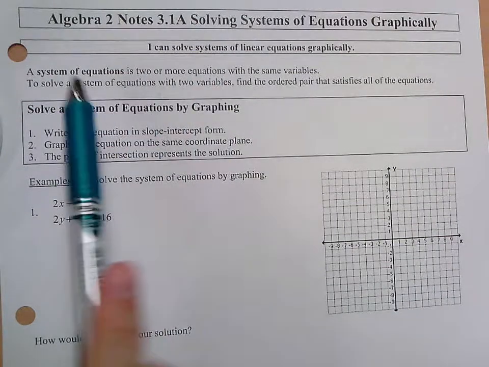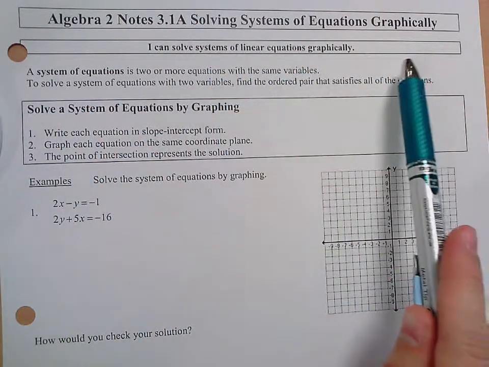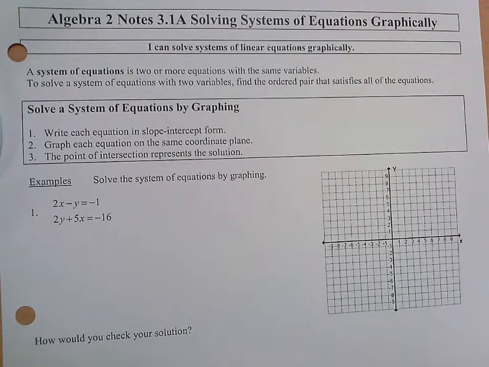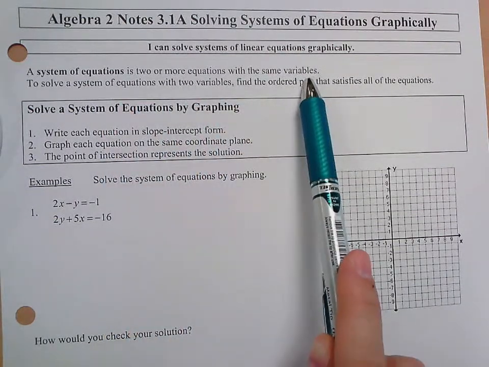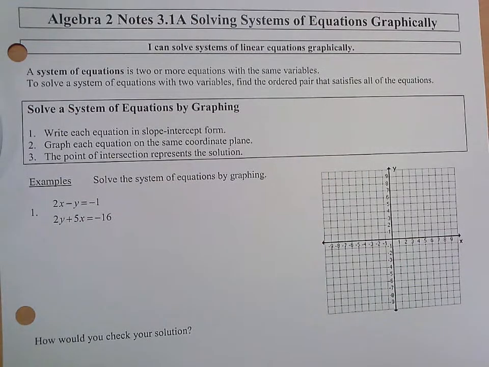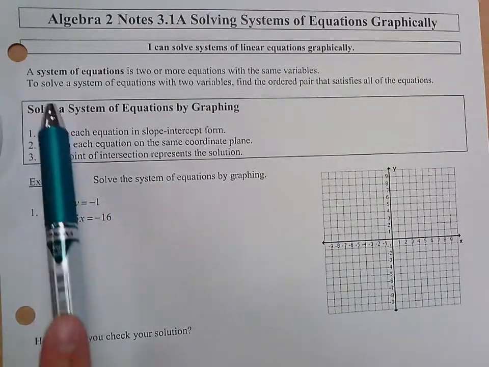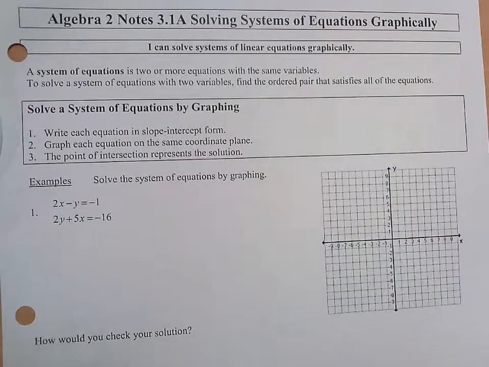So I'd already talked about just making sure if you're solving a system of equations, and that's the whole purpose of this chapter, this unit, systems of equations, systems of inequalities, knowing what that is is important. So again, two or more equations that have the same variables. Normally it's x and y, but it doesn't have to be. And then you're finding the ordered pair that satisfies all of the equations.